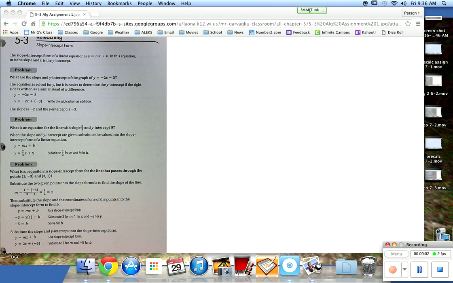All right, Chapter 5, Section 3. We are going to start working with the slope-intercept form. Slope-intercept form. If you take a look up here, you're going to see up on this right here, we're going to start working with these in this chapter.